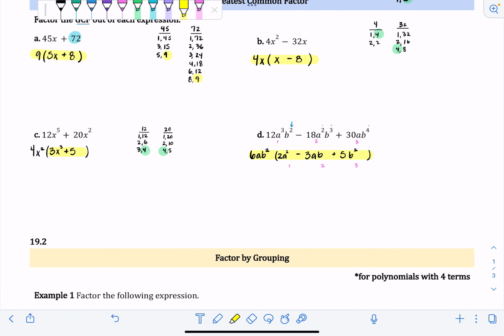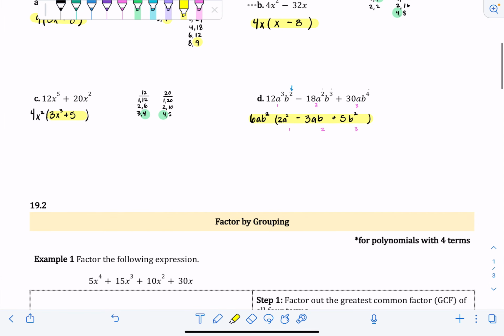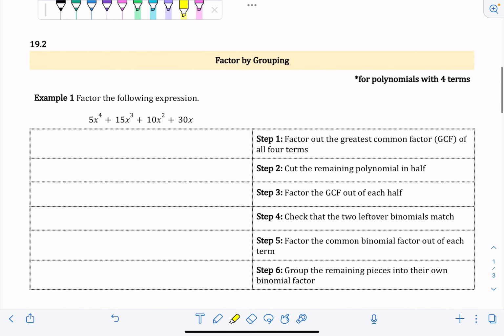Okay, moving down to 19.2, this section is called factor by grouping. We have 2 examples here, and you can see they all have the steps on the right side. I would highly recommend pausing the video and writing those down, at least for the first example, because having those to refer back to is super, super helpful.